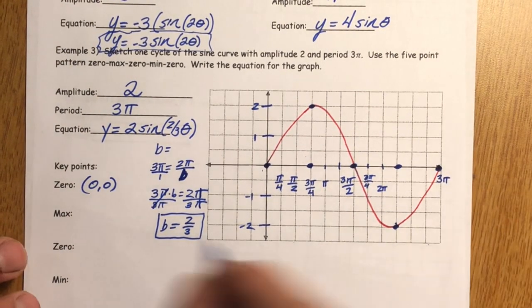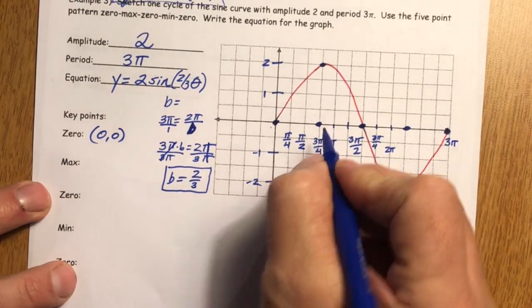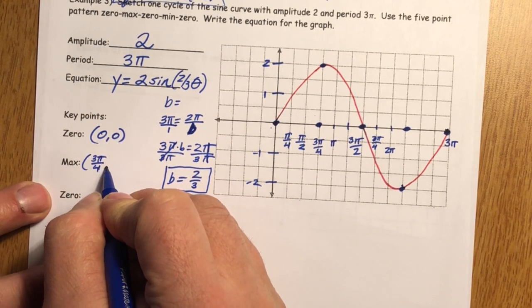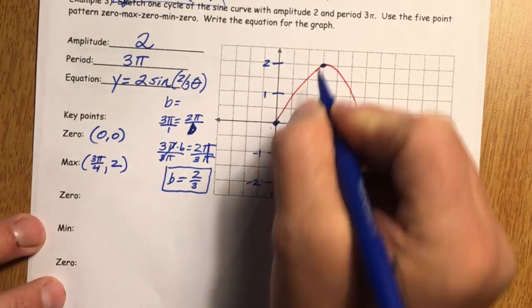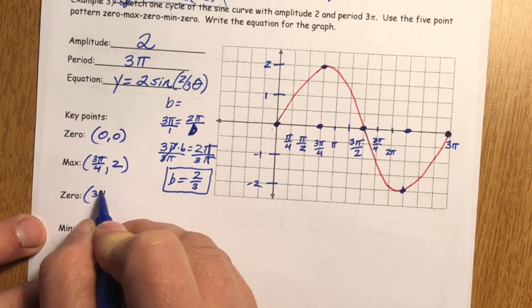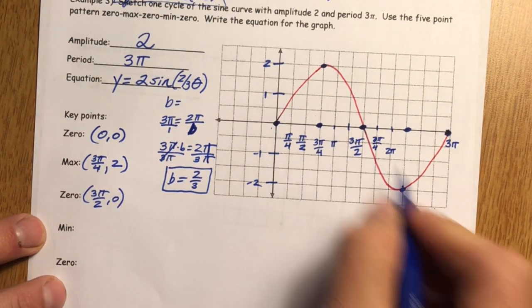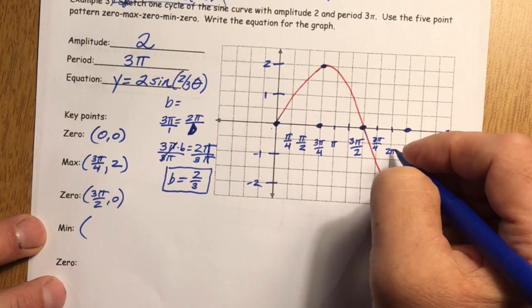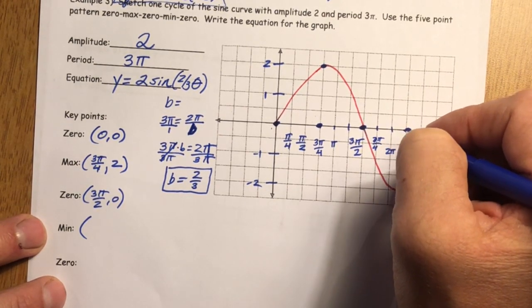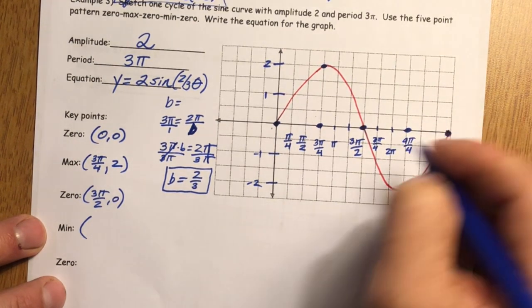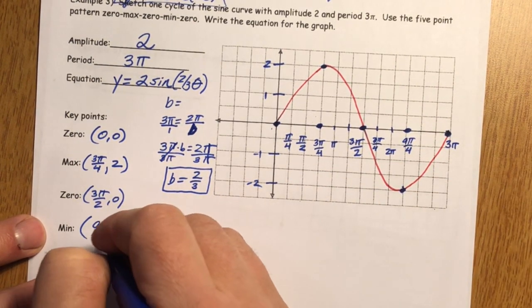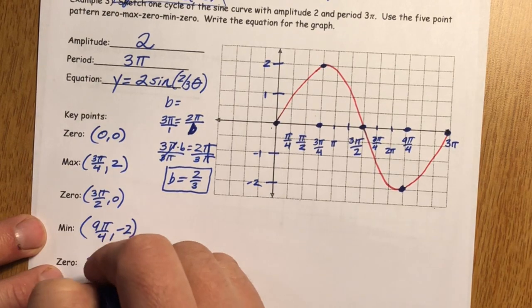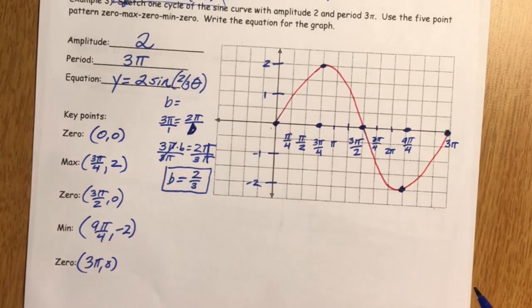And if I have to put these as ordered pairs, my maximum is what? 3 pi over 4, comma 2. That's this point. Back down to this: 3 pi over 2, comma 0. Down to my minimum, which is, if this is 2 pi, this would be 9 pi over 4, and you can calculate that out. So this would be 9 pi over 4, comma -2. And this point here would be 3 pi, comma 0.